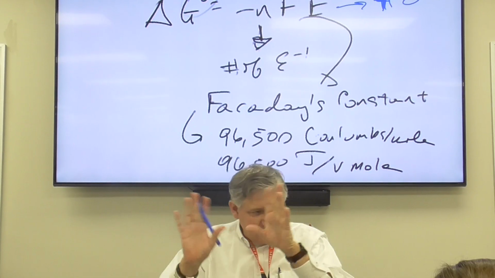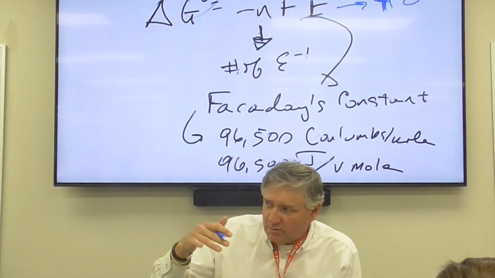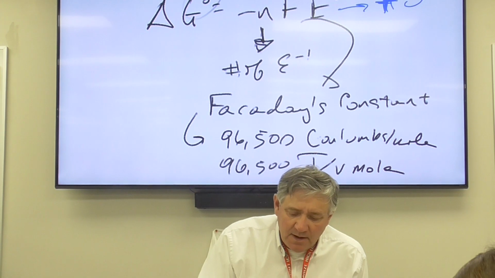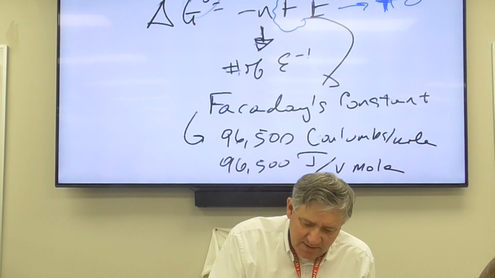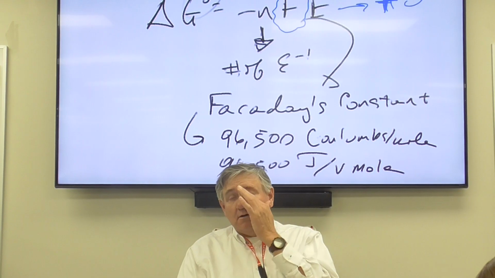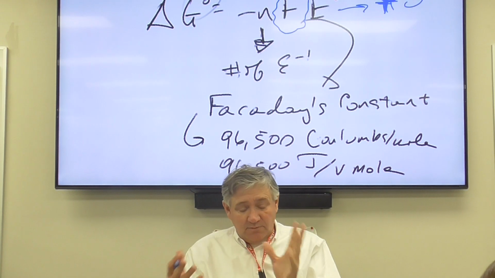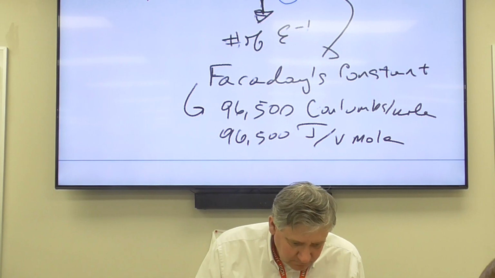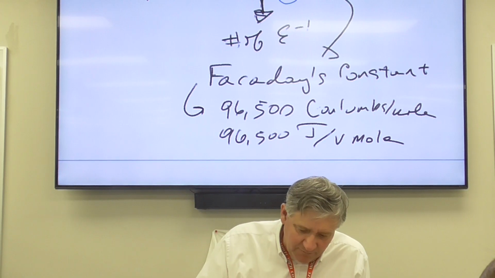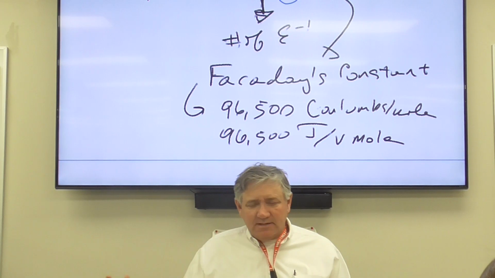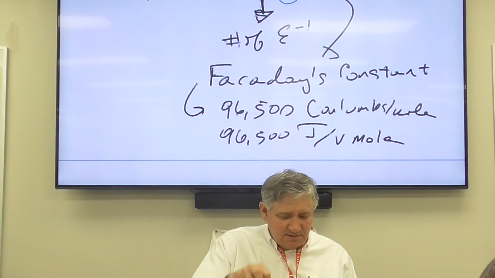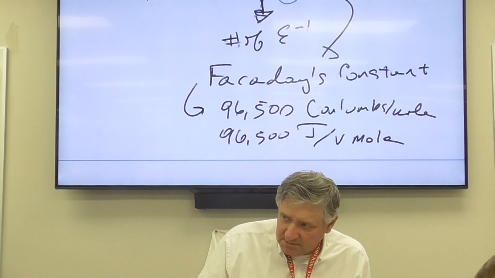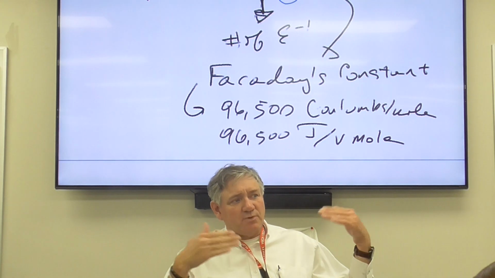So E naught standard comes from your standard reduction potential. That's old school. That's why you learn reduction potentials before you learn Gibbs free energy. This F is called Faraday's constant. There's a couple of different ways that you can express the units on this, but the basic idea is that Faraday's constant is the total amount of charge on 1 mole of just electrons. So that's why it's coulombs per mole.